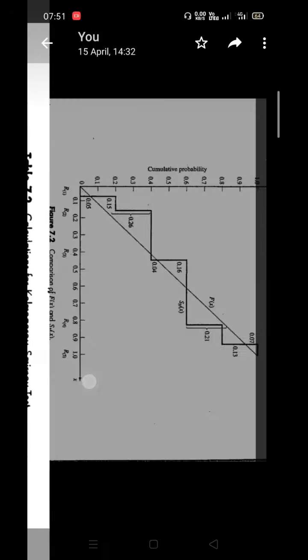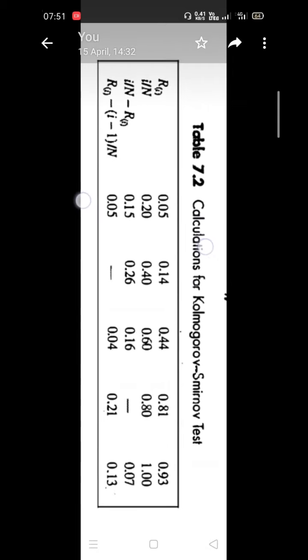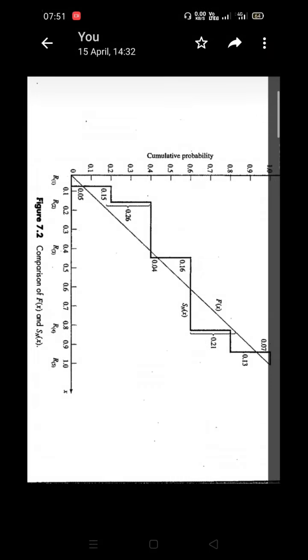Just observe these values, identify the x and y parameters, and you will understand. Fine. Next, see the D plus value and D minus value. Watch it carefully. What is the D plus value? 0.15. What is the D minus value? 0.05. Total probability is 0.20.